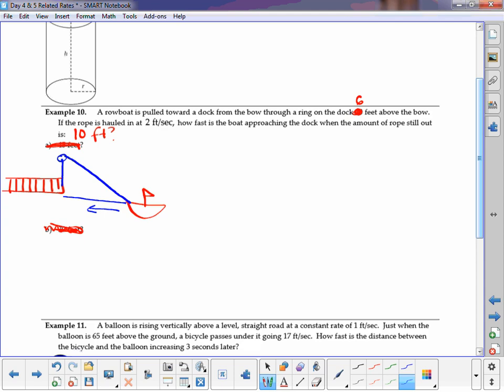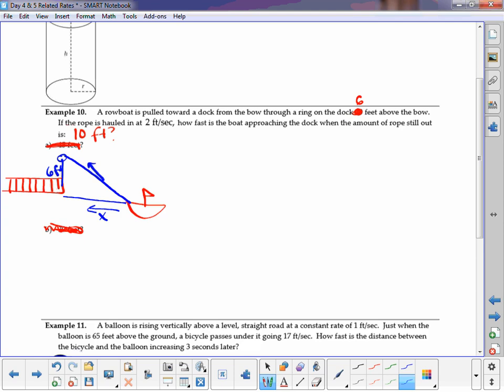What should we expect this rate to be? Negative. What did I call this? I called this X. Alright, and it says the ring on the dock is 6 feet above the bow. So our height here is 6 feet. Notice that that value doesn't change, right? That height stays the same. And it says the rope is being hauled in at 2 feet per second.